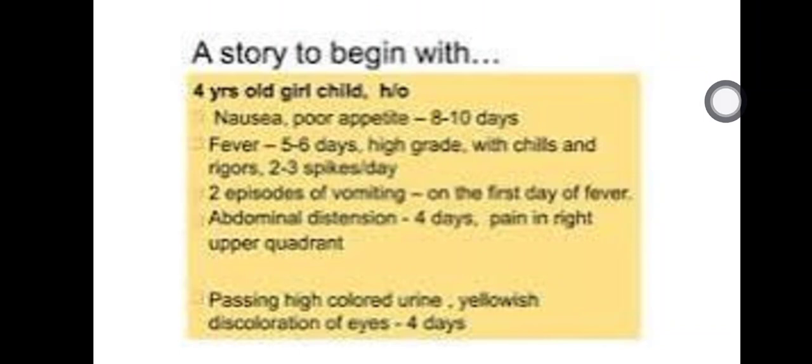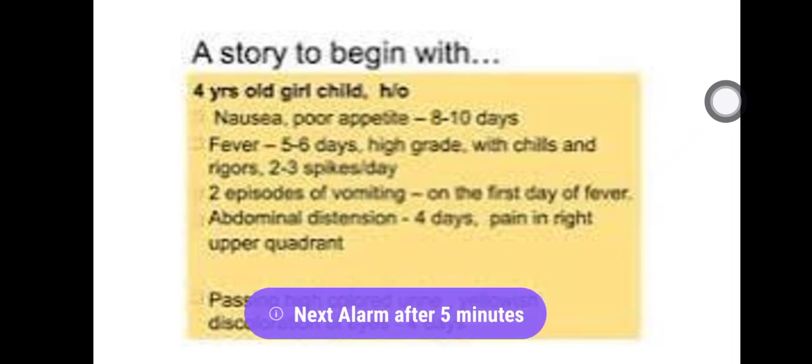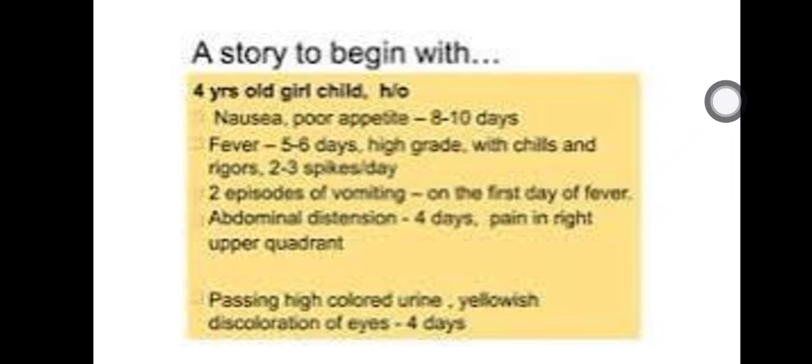Hello, guys. Let's have a small discussion on a small viral infection which is very common nowadays. A story to begin with. A 4-year-old girl child with a history of nausea, poor appetite from 8 to 10 days. She comes with a fever from 5 to 6 days. That's high grade with chills and rigors. Around 2 to 3 spikes per day.